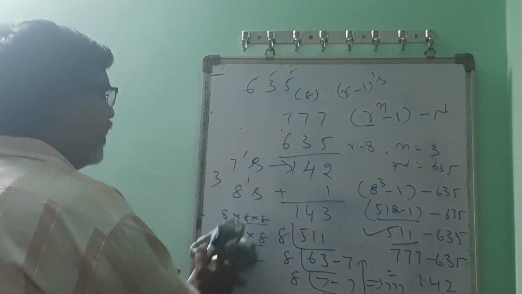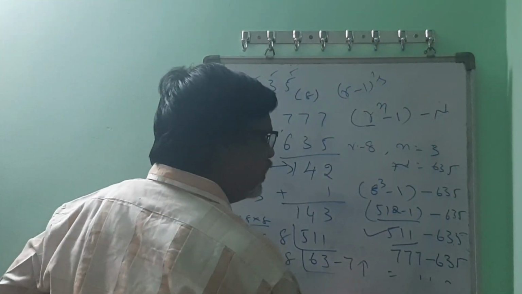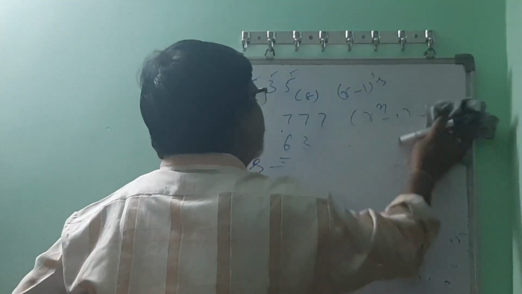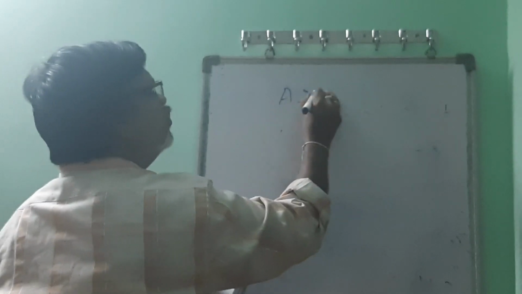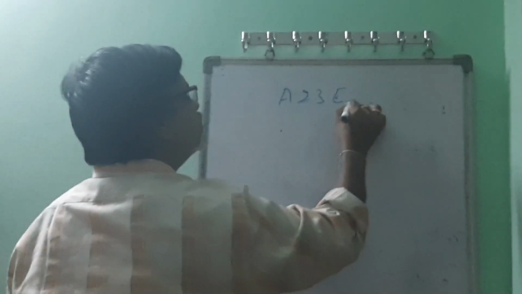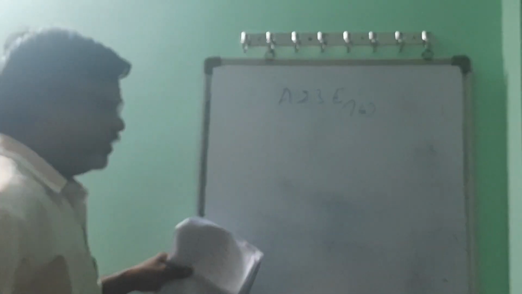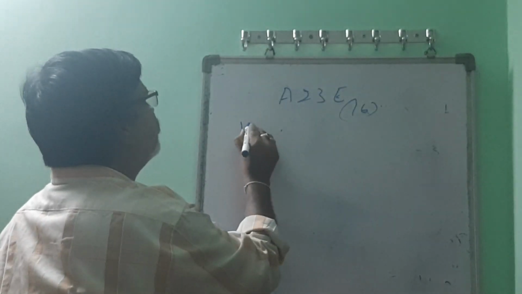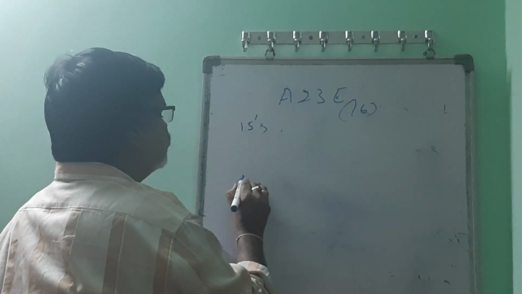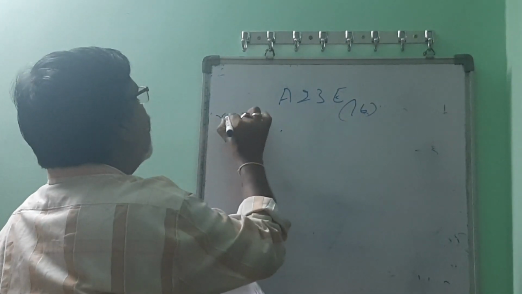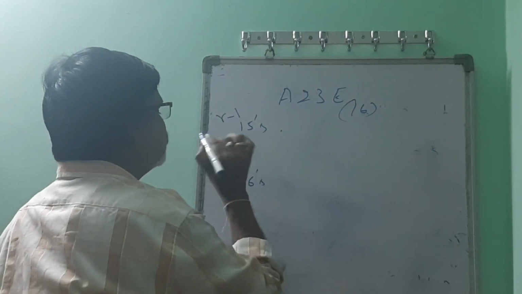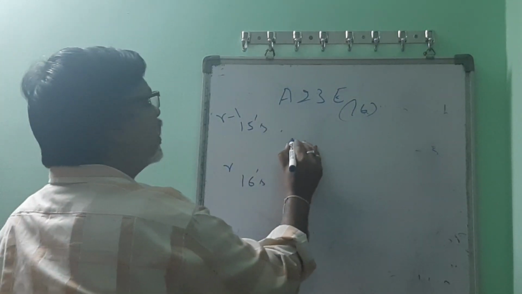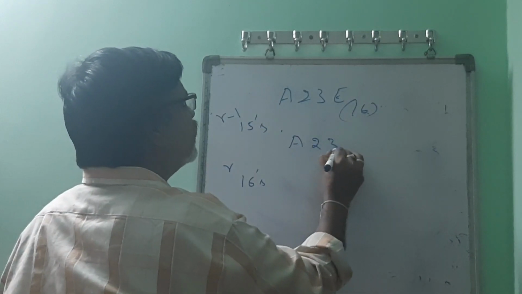Now let us take one small example for the hexadecimal, and we will do it in the direct method. So here hexadecimal A 2 3 E base 16. If you want r's complement and r minus 1's complement, that is the 15's complement and 16's complement. So this is r minus 1's complement, and this is r's complement.